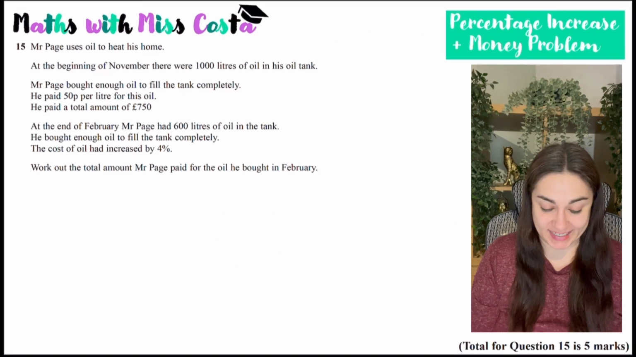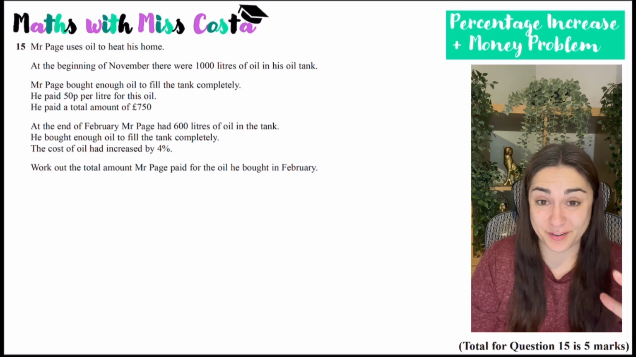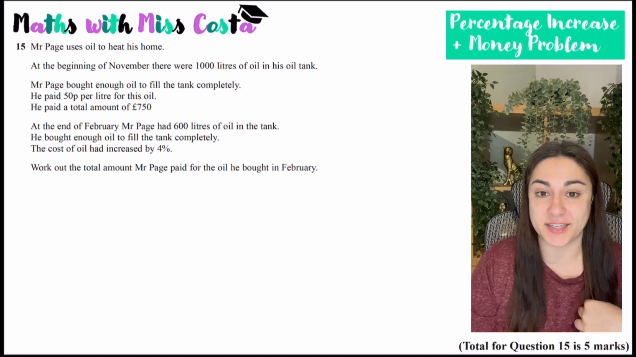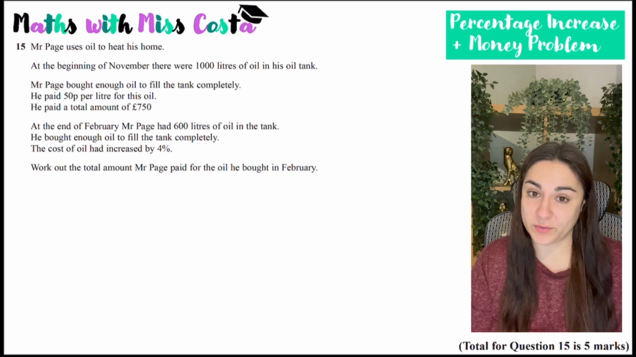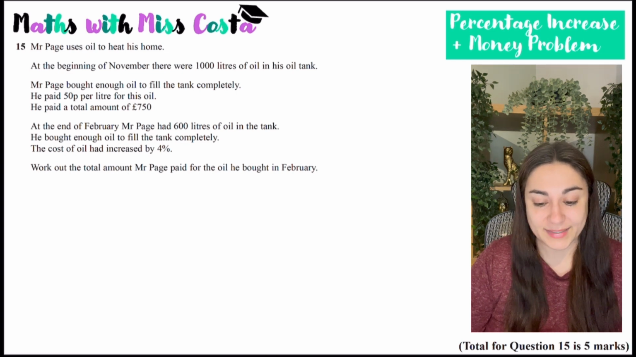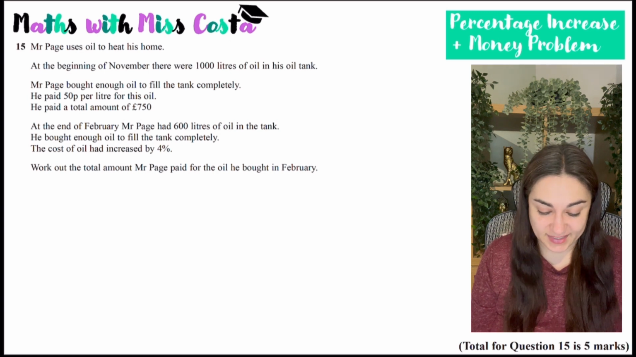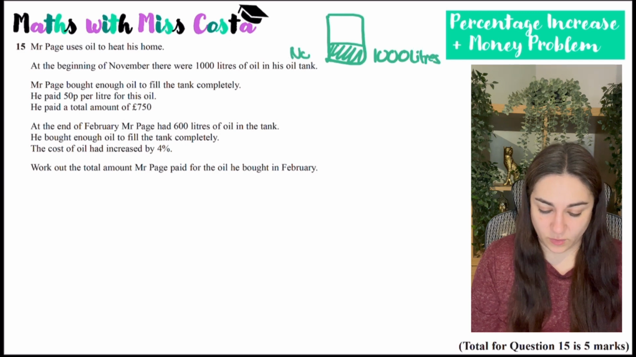Okay, so this is quite a worded question, so it's very important to read these worded questions carefully and try and extract as much information as you can from them. So we're told that Mr. Page uses oil to heat his home, and that at the beginning of November there were 1,000 litres of oil in his tank. So sometimes it helps to just draw a little picture to visualise it. So he had 1,000 litres at the beginning of November.